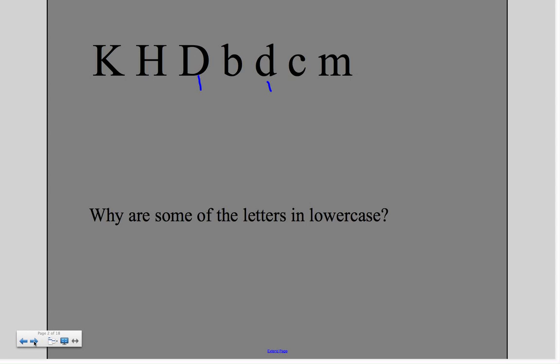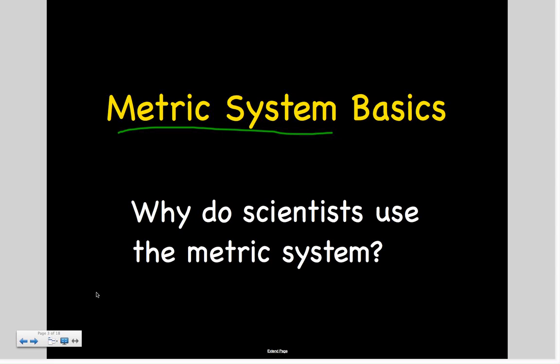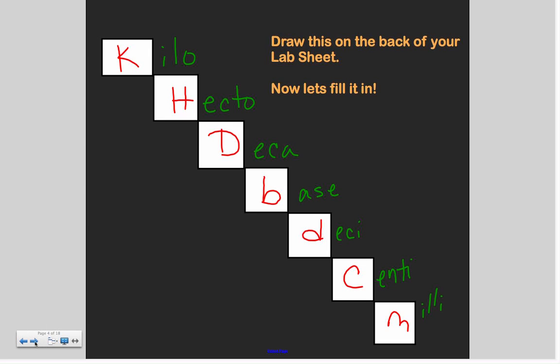So let's look at some of these letters. What does KHD BDCM mean? Well, hopefully you know that these are units of measurement. And the second question is, why are some of these letters in lowercase? So let's look at metric system basics. And our EQ is, why do scientists use a metric system versus any system? Why is science measurement specifically done in metric?